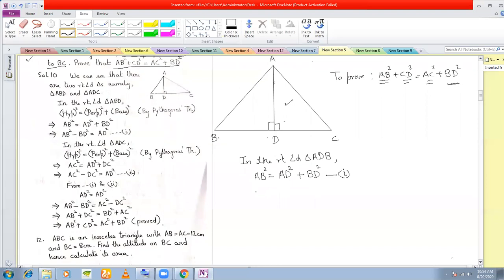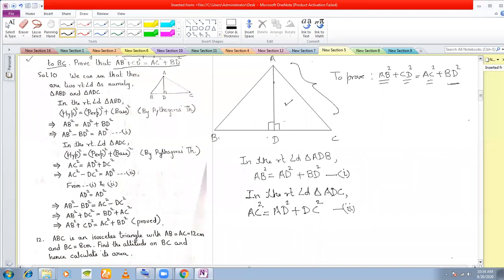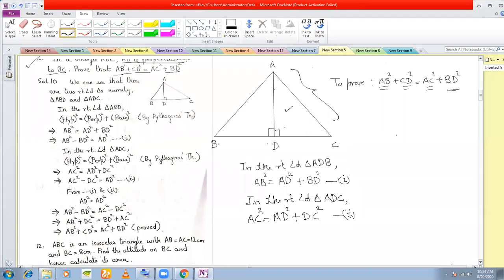So now again, in the right angle triangle ADC or ACD, whatever, hypotenuse square. So clearly AC is your hypotenuse because it is opposite to the right angle. AC square is equal to AD square plus CD square, whatever. Okay, we call this 2. Now with the help of these two, we are going to prove our relation.